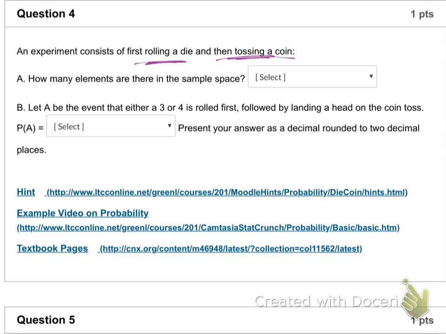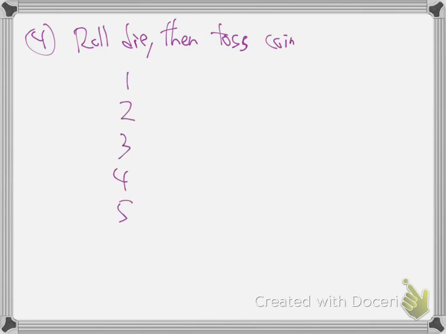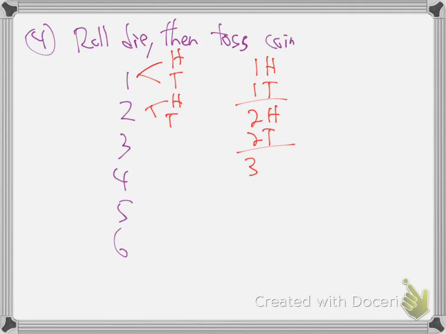Because if you roll the die, then toss the coin, what can happen? You can get a 1, 2, 3, 4, 5, or 6 when you roll the die, right? And then for each of those, you can get a head or a tail. So you can get a 1 head or a 1 tail. A 2 head or a 2 tail. A 3 head or a 3 tail. A 4 head or a 4 tail. A 5 head or a 5 tail. A 6 head or a 6 tail.